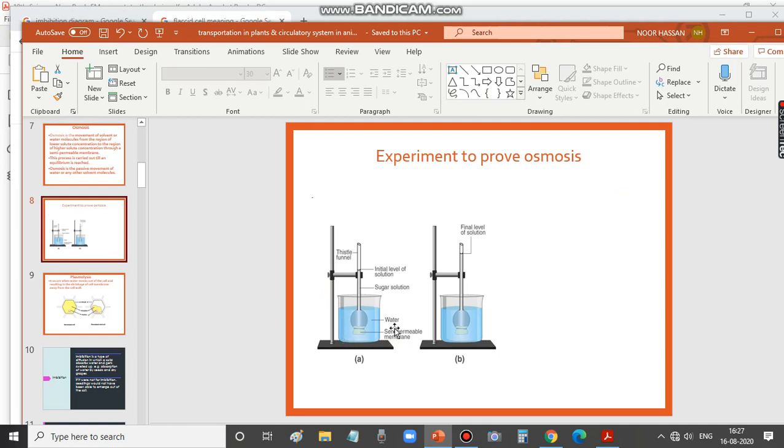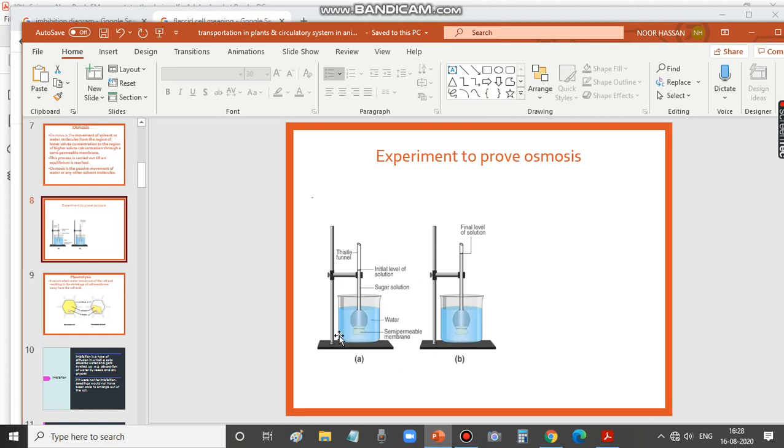This is a beaker with water, and this is the thistle funnel inside which sugar solution is taken, and the mouth of the thistle funnel is covered by a membrane, a semi permeable membrane. So this is the setup. It has to be held in position by means of a stand. You can understand it's a very simple experiment, you must have learnt in your lower classes.